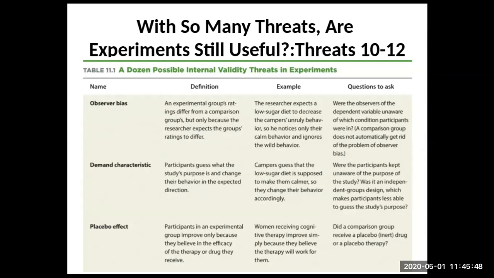Observer bias and demand characteristics. Did we use a double-blind or masked study? Placebo effect, again, adding a comparison group. Looking at those things, if we do a good job in our design, then a lot of times we have really good examples to go off of. And of course, experiments are still useful. Why would you be taking this class and learning about all this stuff if they weren't?